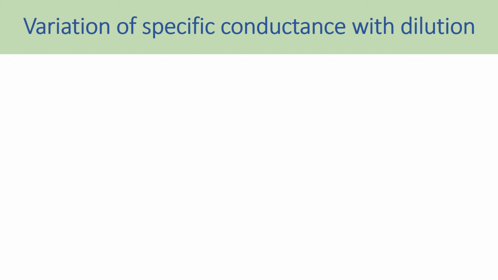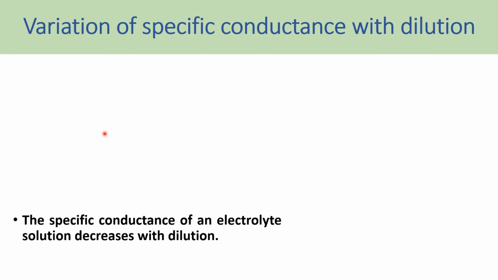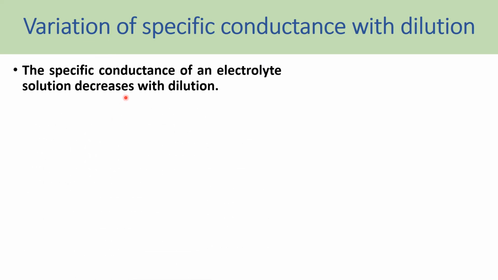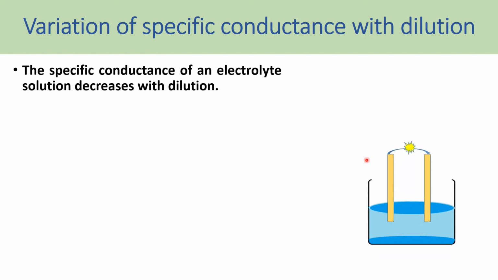Variation of specific conductance with dilution. The specific conductance of an electrolyte solution decreases with dilution. As the dilution increases, the specific conductance or conductivity decreases. You know the definition of specific conductance or conductivity of an electrolyte solution is the conductance of unit volume of the solution kept between two platinum electrodes with unit area of cross section and kept unit distance apart.